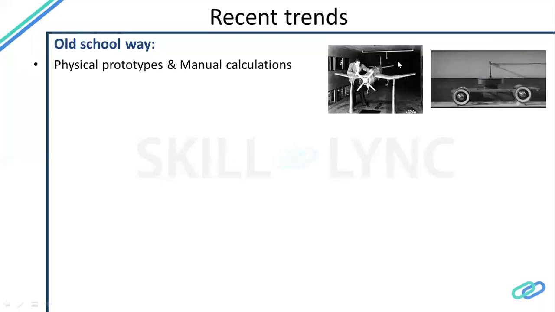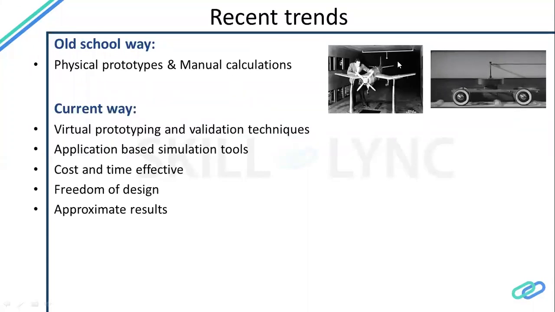and everything was manual calculations and physical prototypes, which involved huge cost in making the prototypes, and more time involved in developing them. So this is what people used to do in the olden days in the development of vehicles or any product. So what is the current way?